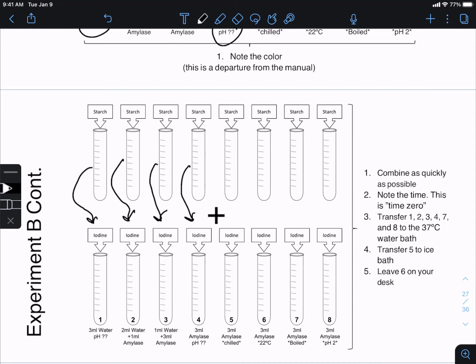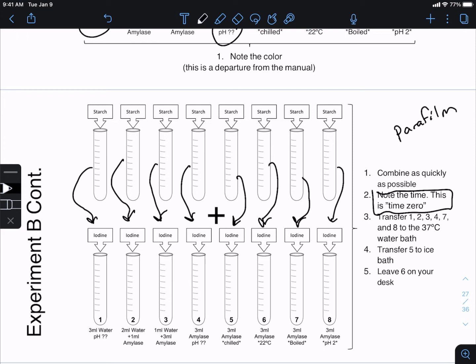Okay, but starch goes into each of these tubes. Quickly, as fast as you can. You want to try to get the starch in there as close to the same time as you can, because as soon as the starch enters those test tubes, it is now go time. This is when your time 0 is. Make a note. Mix them up well. Cover them up with parafilm.